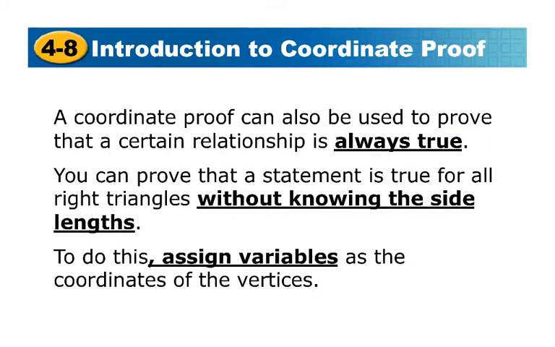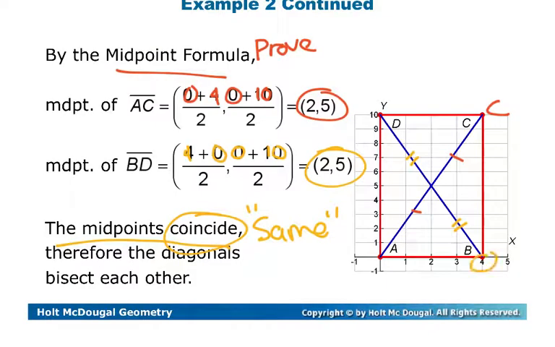Alright, so coordinate proof can be used to prove that a certain relationship is always true. And again, that is because we are going to replace numbers with letters. If you replace them with letters, you end up getting a statement that's true no matter what orientation the shape is in. So, you can prove that a statement is true for all right triangles without knowing the side lengths. Again, to do this, you assign variables as the coordinates. So, for instance, instead of knowing exactly that this is a distance of 4 over, we could just replace 4 with b, okay? Because that's just a letter that represents, in this case, 4, but it could represent any number that could work.